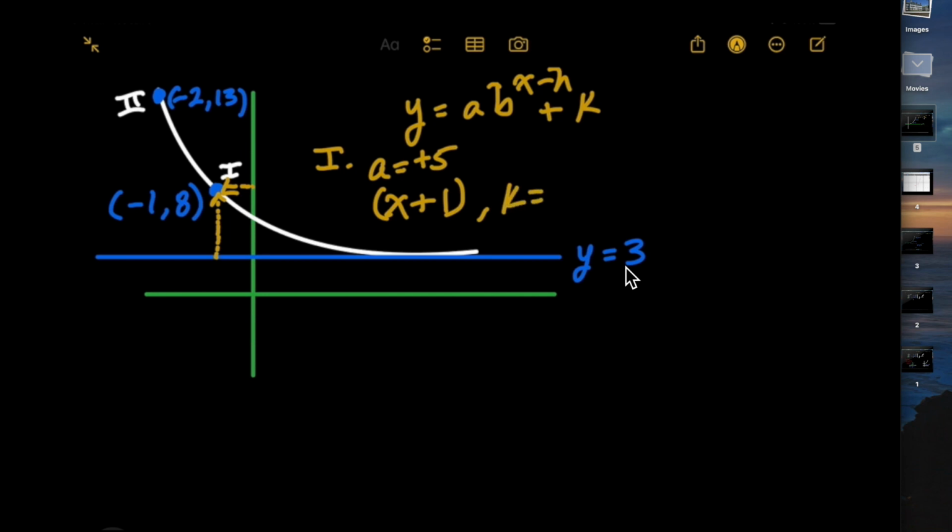All right, so armed with this information, we are now going to move to point 2 to get our b value. So we're going to have y equals positive 5, which is our a value, times b, we don't know what that is, raised to the x plus 1, and then a vertical transformation due to the horizontal asymptote of plus 3.